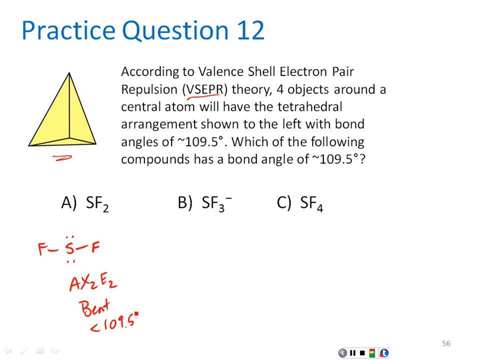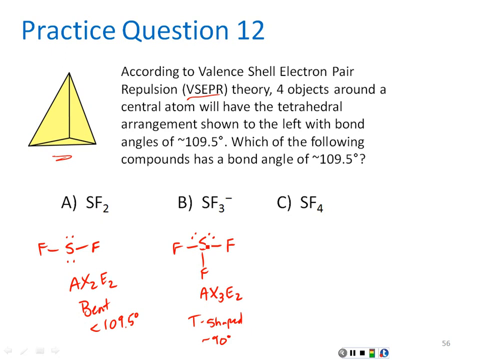Now let's look at SF3 minus. Just quickly drawing the Lewis structure. Again, not showing valence electrons on fluorine. That would give us a formula of AX3E2. And this is actually a T-shaped molecular geometry. And the angles on this would be right around 90 degrees, probably a little bit less than 90 because of the 2 lone pairs.